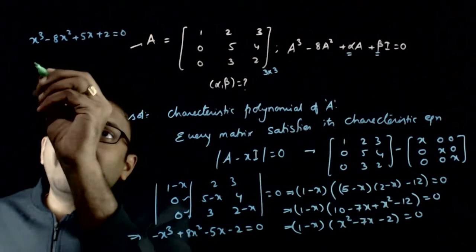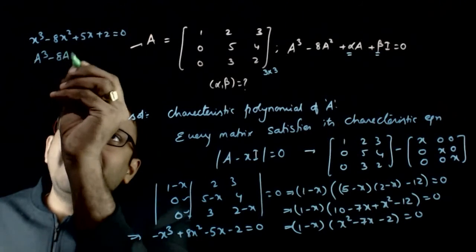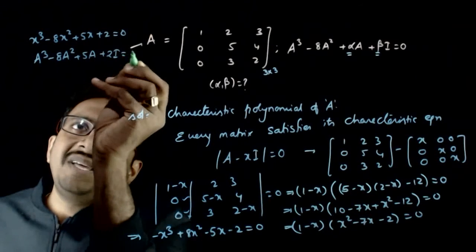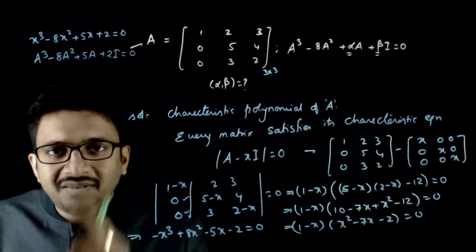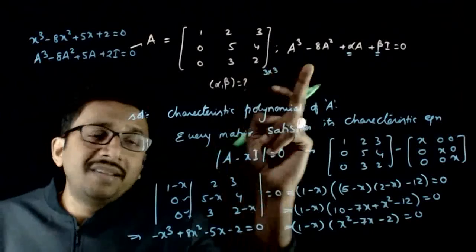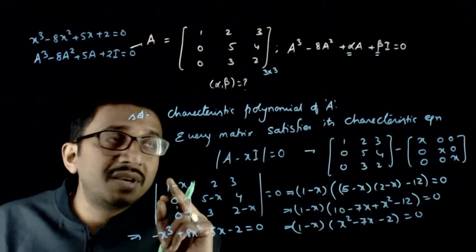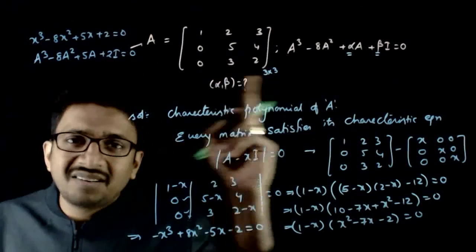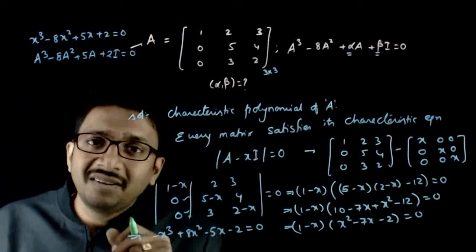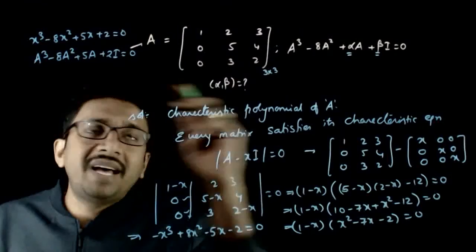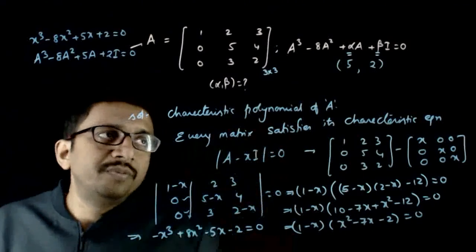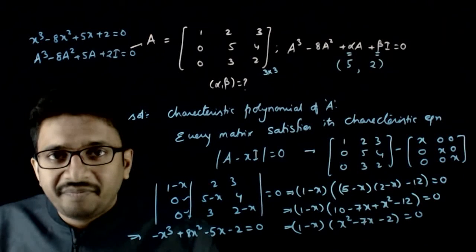That means A cube minus 8A square plus 5A plus 2I will be equal to 0. This is one equation which I know will happen. Now let us compare these two. Mostly whenever a question is asked, it will be asked from this concept only. As you can see, A cube minus 8A square is matching. So by comparison, alpha has to be equal to 5 and beta has to be equal to 2. So 5, 2 is the answer. Thank you.